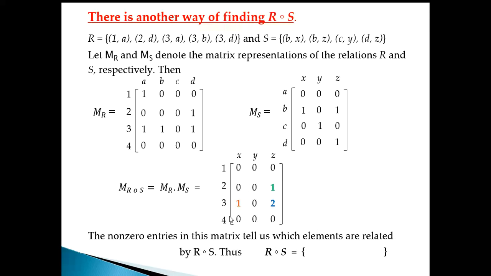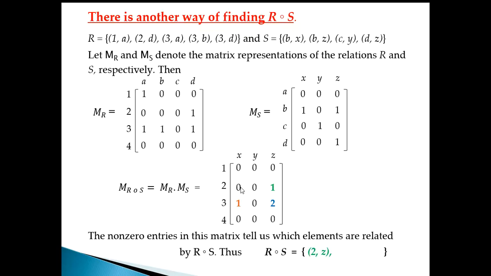So now what is our composition S here? The non-zero entries in this matrix give the R composition S positions. So now the elements are here. In R composition S, first is the non-zero element. What is that position? 2z. So our first ordered pair is 2z here.